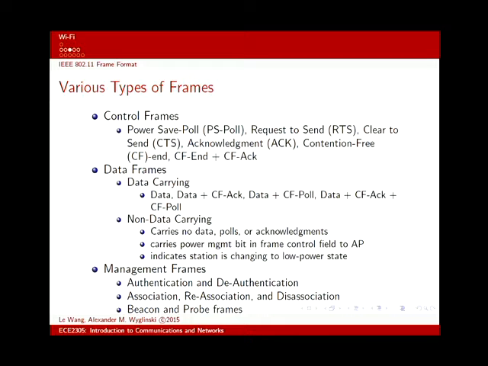But you should be aware that there are several types of frames that are used in 802.11. For the first instance, let's say control frames, there's something called a power save poll control frame.